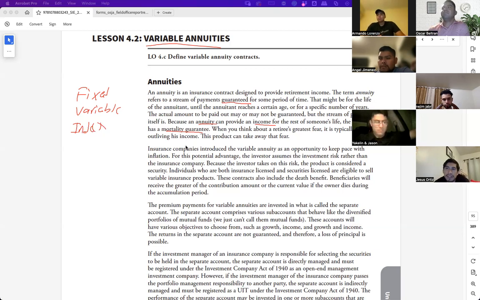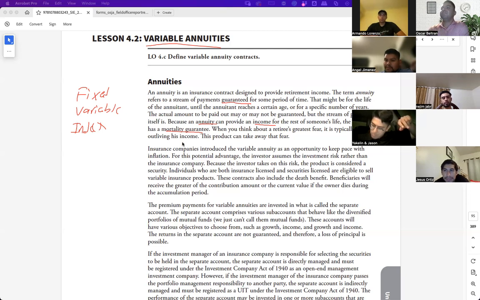Because we're both different, right? And who lives longer? Women. Women live longer, which means if a woman has an annuity, she's going to receive less money. The men are going to receive more money. Less for the woman and more for the men.